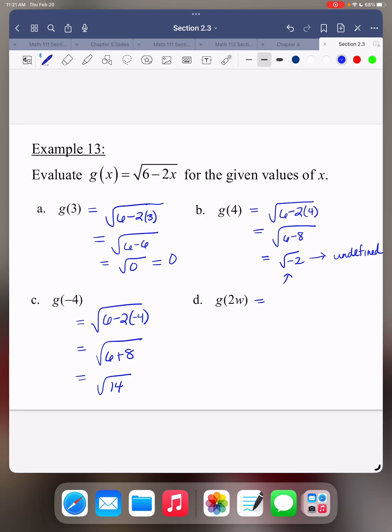But taking a look at this last one, I've got the square root of 2w for x. So I need to do 6 minus 2 times 2w in place of x. So this is going to be equal to 6 minus 2 times 2 just gives me 4w. And there's nothing else I can do with this here. I'm not going to break it apart. I'm just going to leave this as the square root of 6 minus 4w.